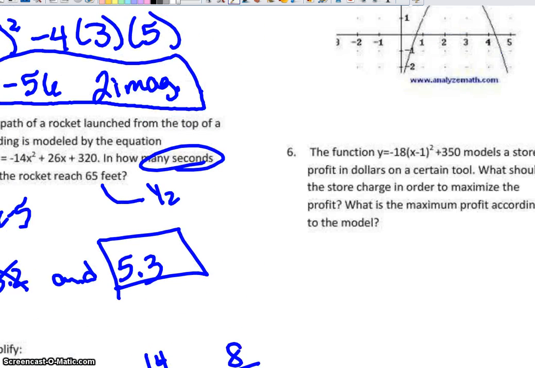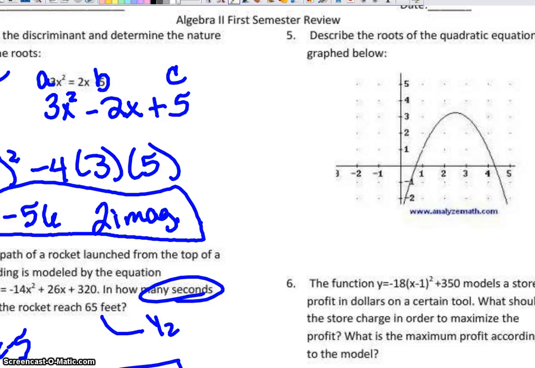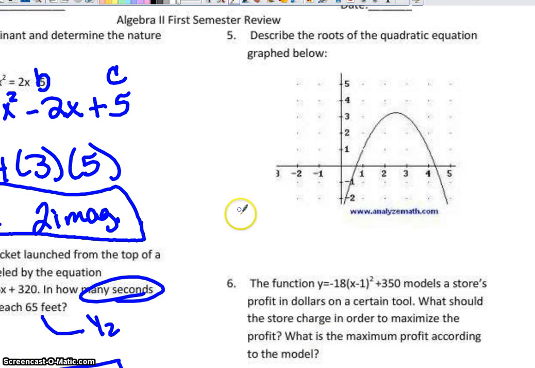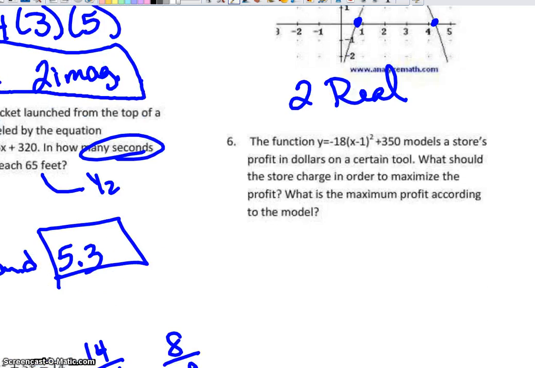Looking at number 5. He wants you to describe the roots of the quadratic equation by looking at the graph. Where are your roots going to be, or what are they going to be like? Well, where are they? Roots are where it crosses the x-axis. It crosses it 2 times. So to describe the roots, you would have 2 real roots. It's not wanting the actual number, it's just wanting a description.